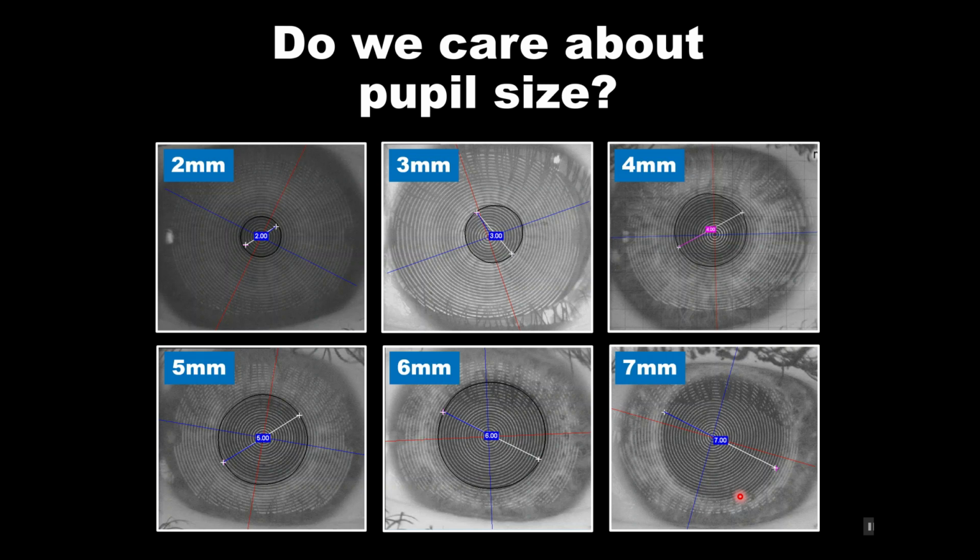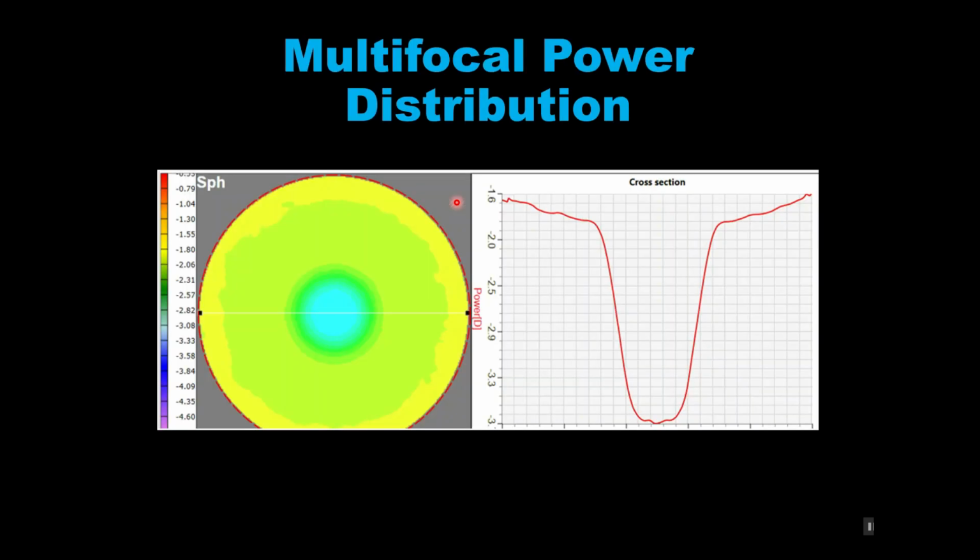So pupil size matters, especially if we are designing a contact lens whose add kicks in at 5 millimeters. If we're placing a lens that has an add at 5 millimeters on a 3 millimeter pupil, that's going to be placed out here. The patient's never going to get the add that we need. So pupil size, of course, matters.